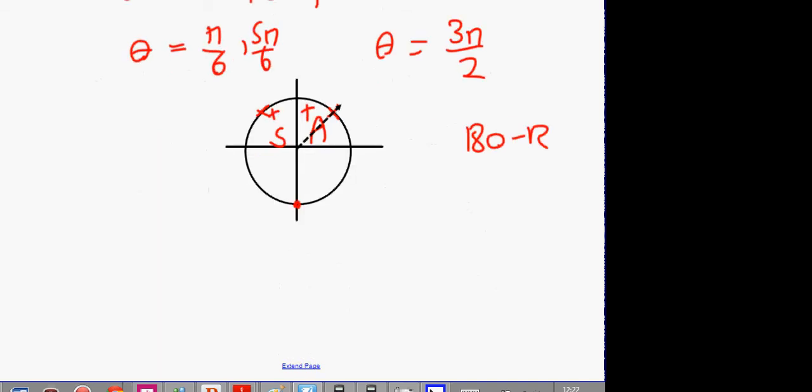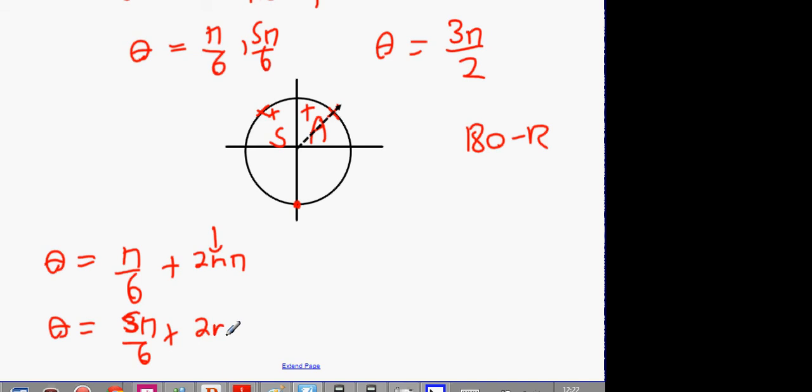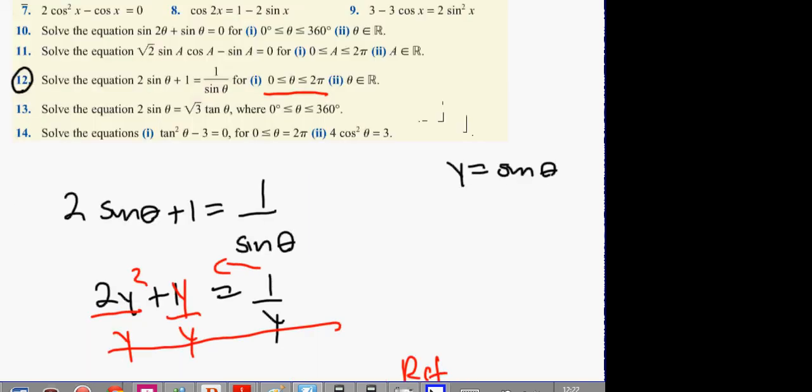So when they repeat, what happens is it's going to be theta equals pi over 6 plus 2n pi. What does the 2n pi stand for? The number of revolutions. It's also going to be 5 pi over 6 plus 2n pi, and the last answer is going to be 3 pi over 2 plus the number of revolutions, because the answers keep repeating itself. Sine 30 is the same as sine 390. If you just keep adding on 360, you get the same answer. So guys, that's it.